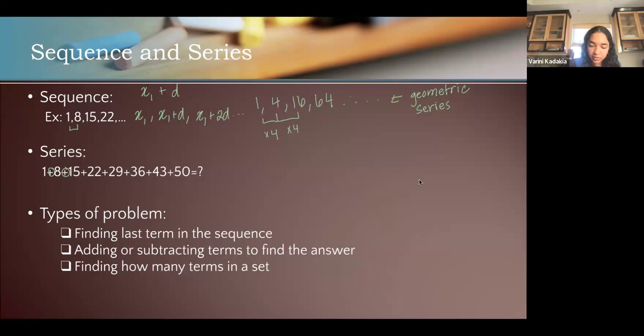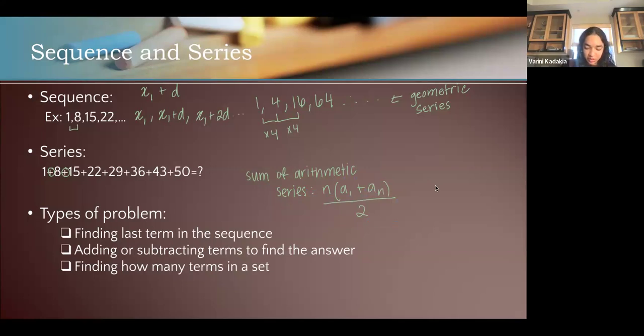So we'll go over the sum of an arithmetic series. The sum of an arithmetic series would be the number of terms, which is n, times the first term, which is, let's say, a1, plus the last term, which would be an, divided by 2.